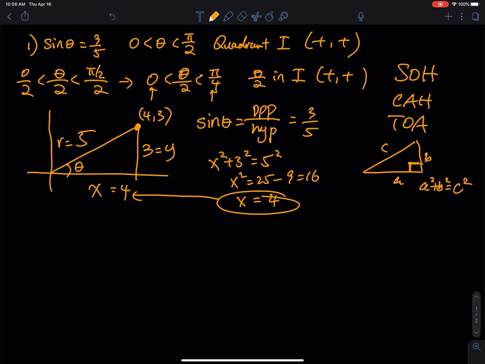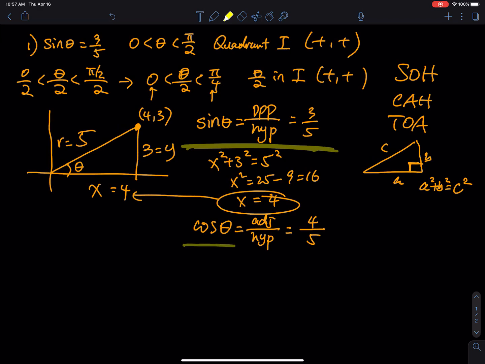So now, what is my cosine? So cosine theta, CAH, right? So CA divided by H. So adjacent is 4, hypotenuse is 5. So now, I have a sine, and I have a cosine. So we are ready to roll.